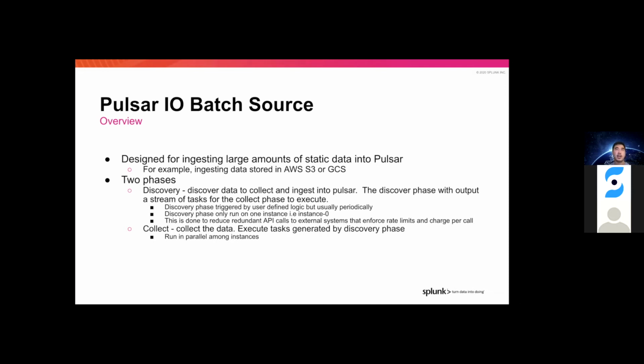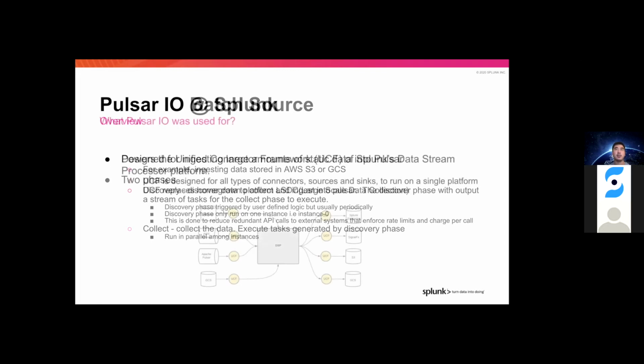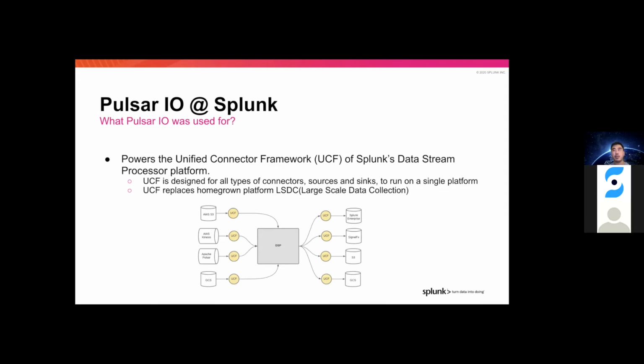So at Splunk, we also created the batch source for Pulsar IO that allows you to perform these more batch-oriented workloads. UCF is really designed as a platform that allows users to run connectors that are oriented towards the streaming nature as well as the batch nature. So it's really a unified platform, or you can think of it as connectors as a service, allowing users to run a wide variety of connectors that have different types of characteristics.